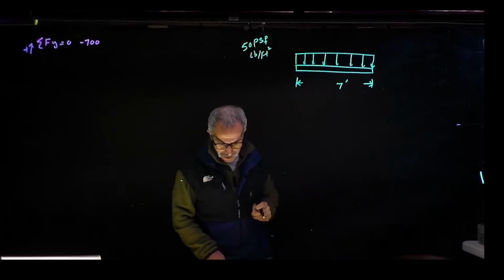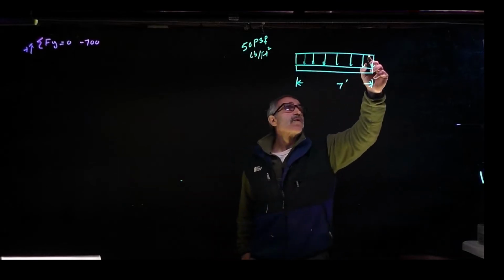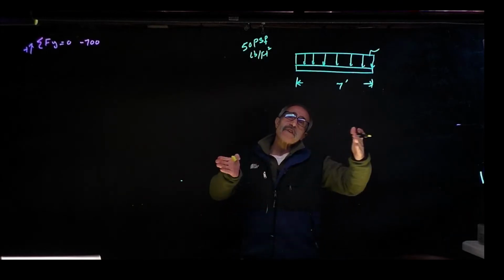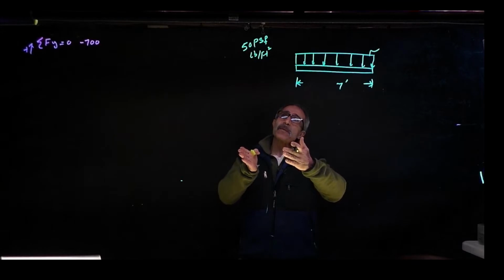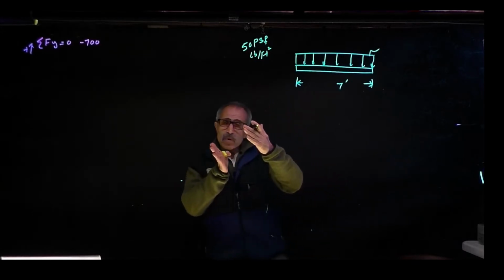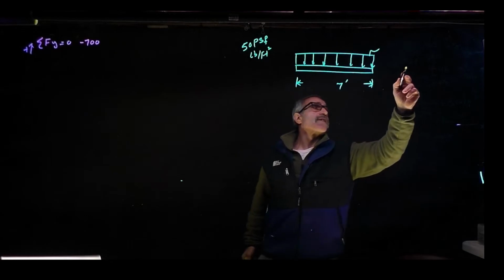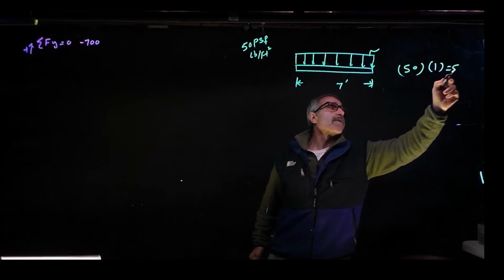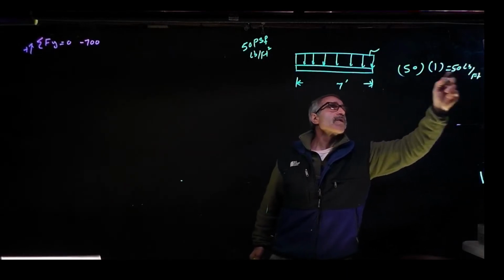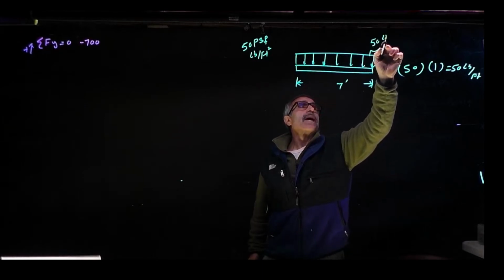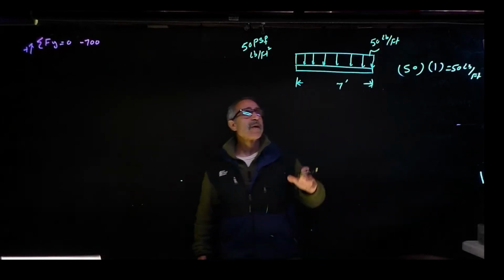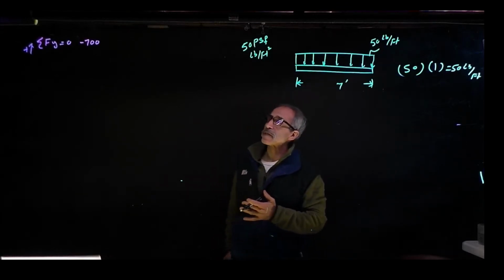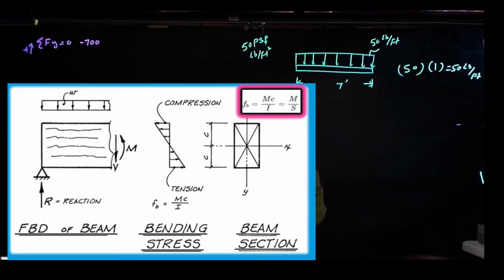So now we have that, and I want to convert this to a pound per foot. So I'm going to multiply by the width. I know it's 4 feet wide, but because it's a planking, I'm going to use a 1 foot section of planking. So if I use a 1 foot section of planking, I'm going to say, okay, 50 pounds per square foot times 1 foot, and that gives me 50 pounds per foot. So this is going to come out here 50 pounds per foot for the loading, and we know the span is 7 feet.